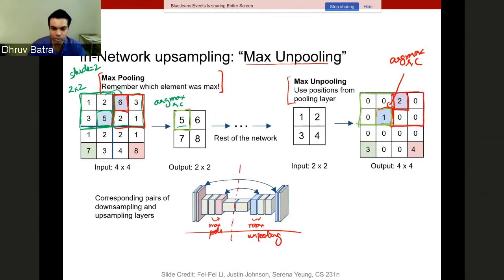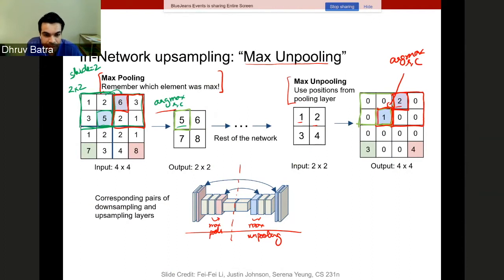So you can design architectures where there's a symmetry in your architecture. Every time there's a max pooling layer in the encoder, there's a max unpooling layer in the decoder. From the max pooling layer, you remember the argmax of the pixel. So where did this max come from? And you place the input at that argmax value. So this is just a slight generalization of the bed of nails operation. Okay.